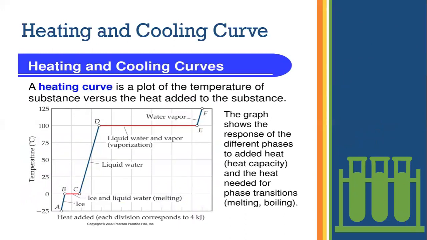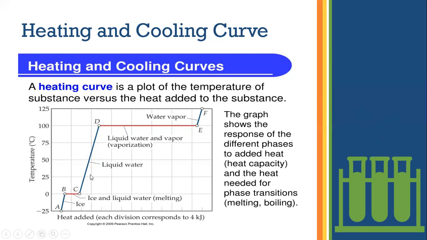Now we're at heating and cooling curve. Now a heating curve is a plot of the temperature of a substance versus the heat added to the substance. Now here we have, starting from point A, we have ice. So this is definitely the solid state. We're moving from a solid, and now between B to C, we have ice and liquid water. So melting is now taking place.